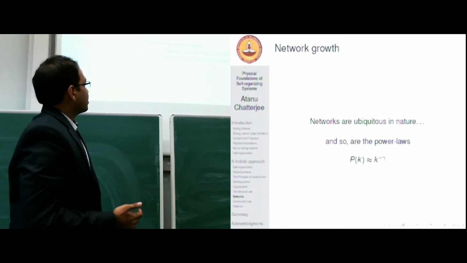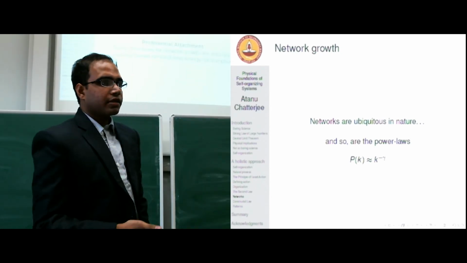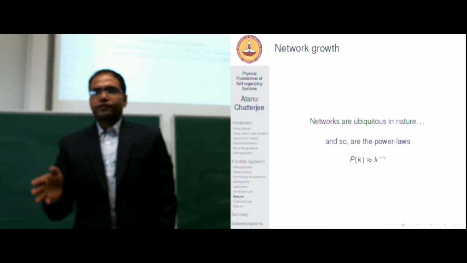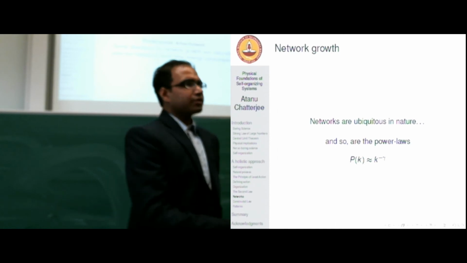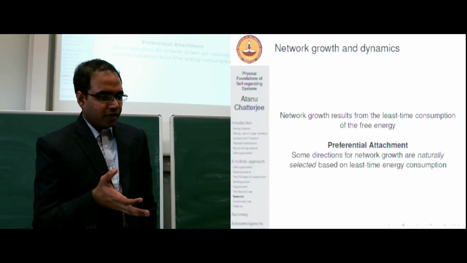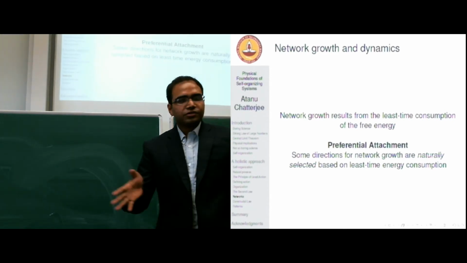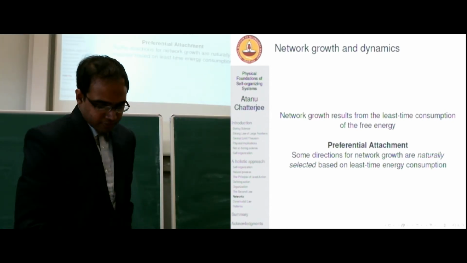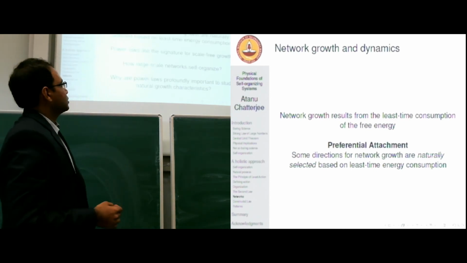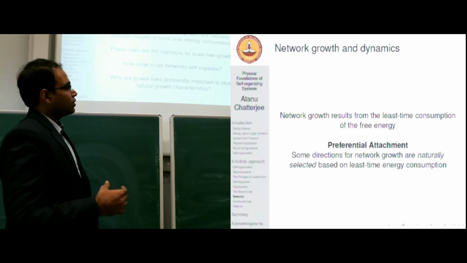So this is what I was speaking about, the preferential attachment. Certain directions, certain processes, certain directions for evolution, whatever you want to call them, are naturally selected. They have energy as the framework, the second law of thermodynamics. You can say that certain trajectories in evolution are naturally selected. There is preferential attachment. So basically our entire thing boils down finally to how large-scale networks self-organize.